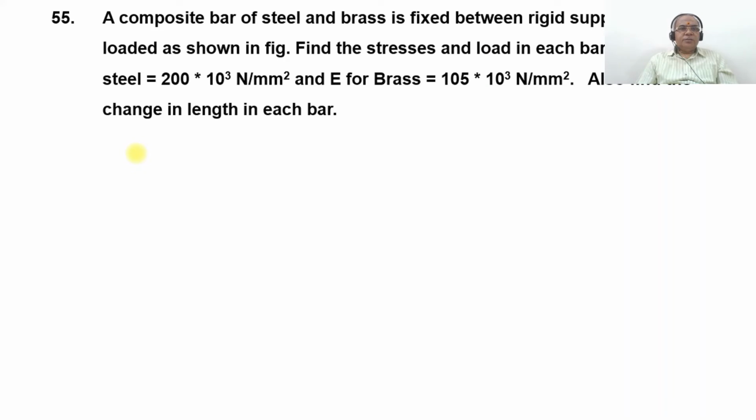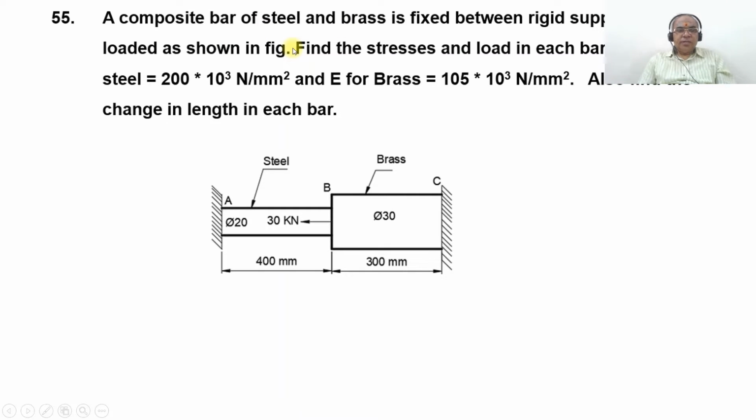Now, we're going to take up one more problem on composite bar. Problem number 55. A composite bar of steel and brass is fixed between rigid supports and loaded as shown in the figure. So here he has given the figure wherein you have a steel and brass fixed between two rigid supports, and then find the stresses and load in each bar.